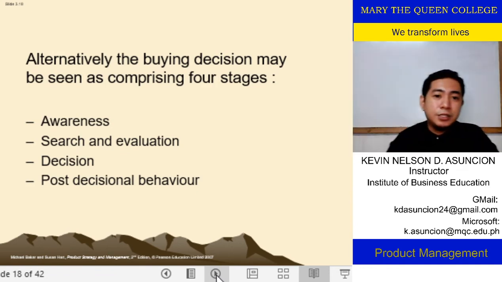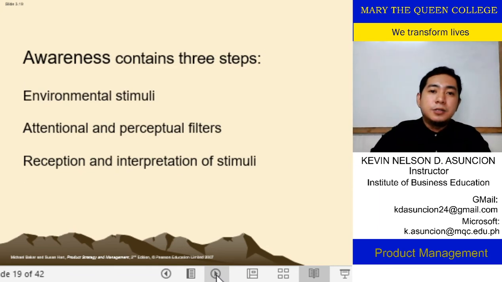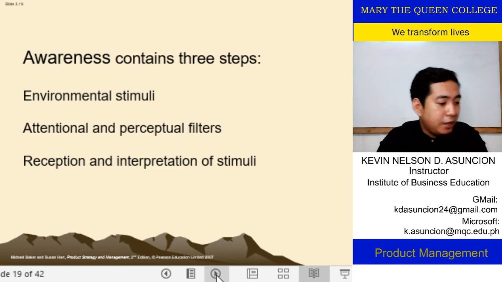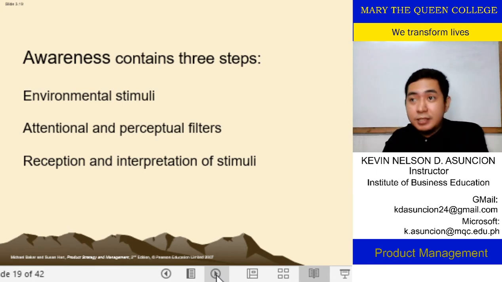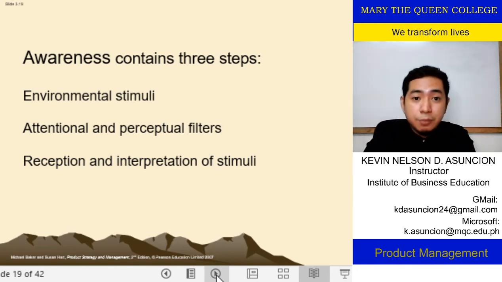Alternatively, the buying decision may be seen as comprising 4 stages. That's the awareness, search and evaluation, decision and post-decisional behavior. Okay? So, awareness contains 3 steps. Environmental stimuli. So, what do the environment make you feel? No? Okay? So, what factors or activities from the environment are encouraging a decision from you? No? Attentional and perceptual filters, no?